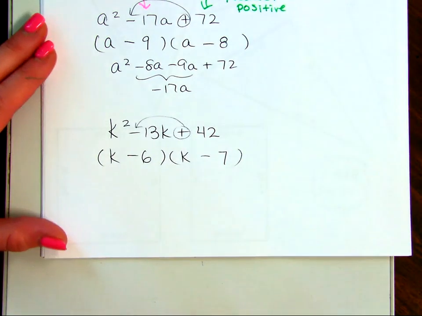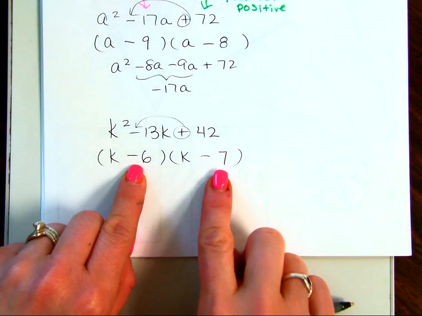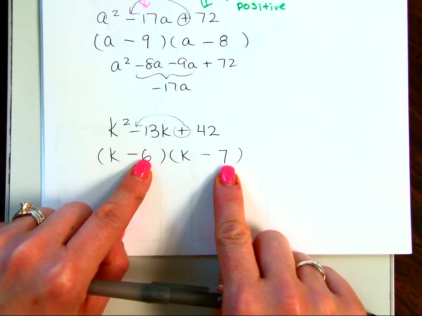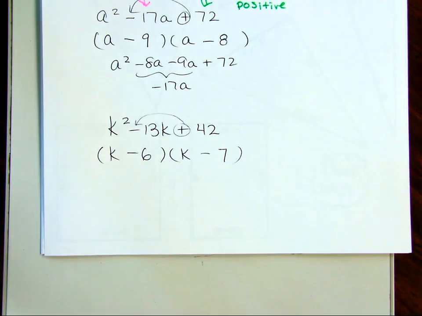Here's how you check it. What's negative 6 plus negative 7? That. What's negative 6 times negative 7? That. That's how you check it. That's kind of like, instead of showing your work, just doing it like that.